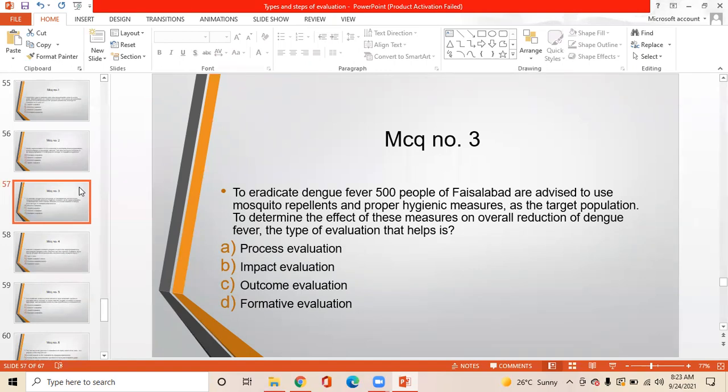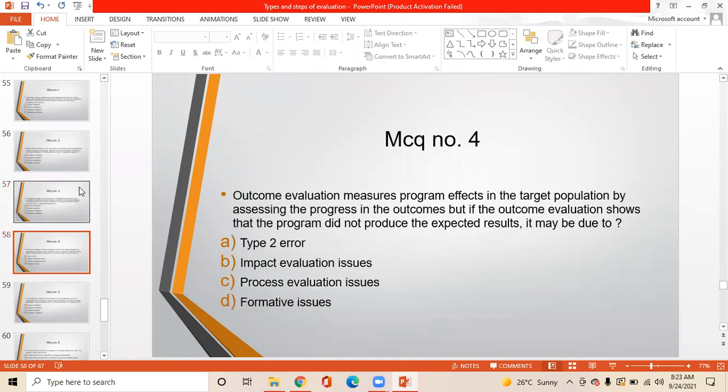C, outcome. Yes, C is the right answer. This is outcome evaluation because our target population is considered in this MCQ. Outcome evaluation measures program effects in the target population by assessing the progress in the outcomes.